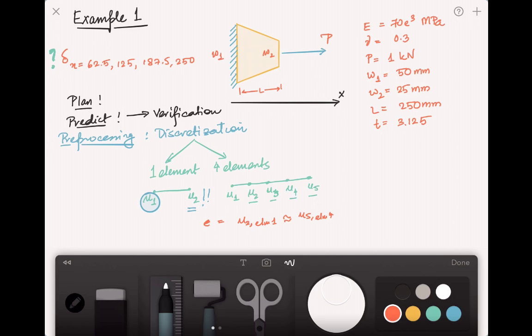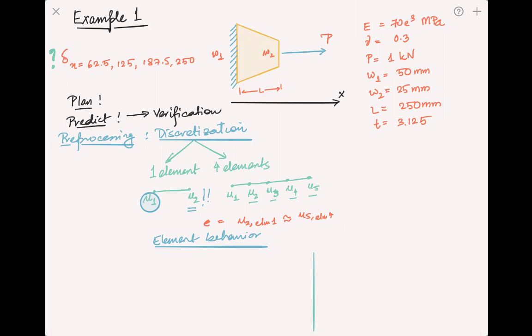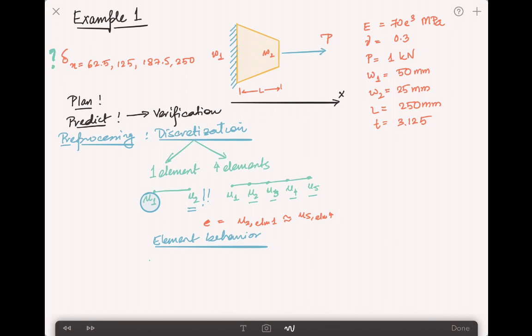Now if I have only one element, when I describe the element, I have to describe the behavior, right? So let's go back to element behavior. Now under element behavior, I will be requiring certain properties. So I will be requiring the Young's modulus, because the stiffness is going to be given as K equal to EA by L.